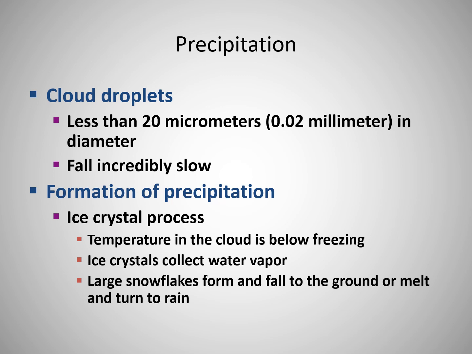Cloud droplets have to go through about 1 million collisions to become big enough to actually fall to the ground, believe it or not. And of course, snow.